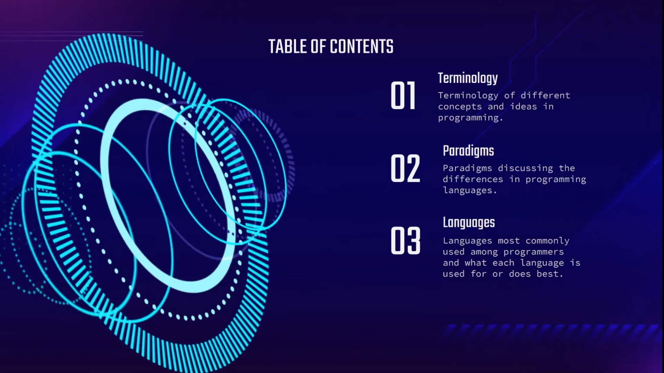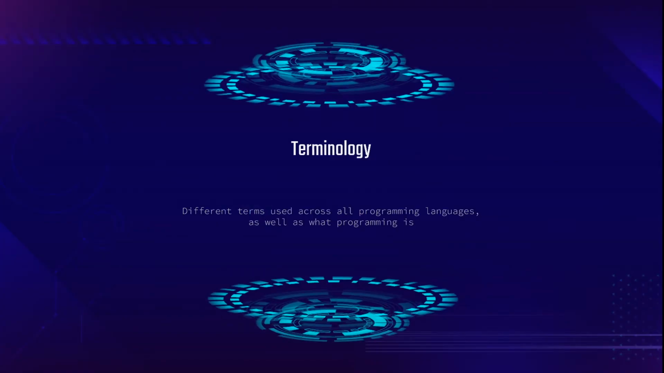So what we're going to be covering in this particular video is terminology of different concepts and ideas in programming in general, paradigms, discussing the differences between different languages, and languages themselves. So ones that you're going to most commonly see among programmers and what each language is used for or does best. It's certainly not comprehensive for languages. Again, there's a lot, but these ones are really widely used and they have pretty good support. So what we're going to be covering first is terminology. So different terms are used across all languages, as well as what programming actually is.